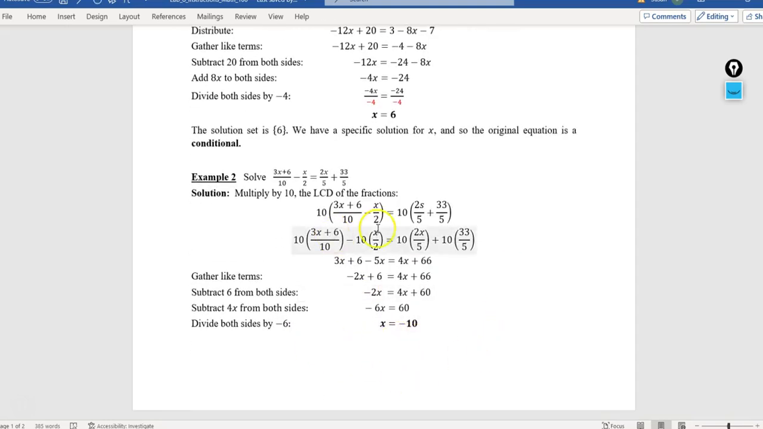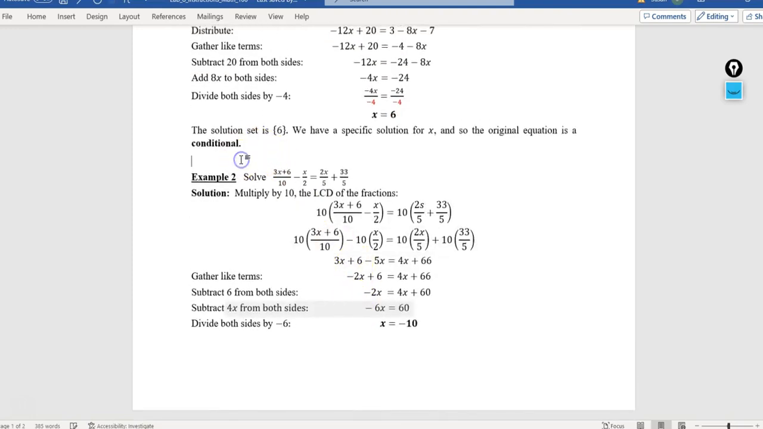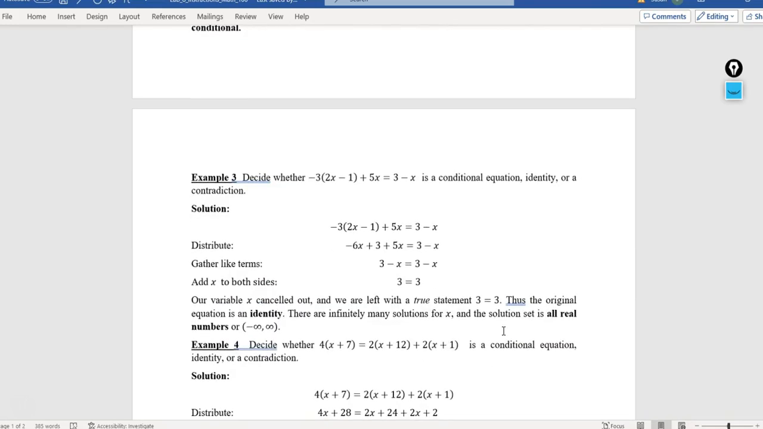Okay, so let's check this with our lab sheet. And there we have it, and all of the steps are there. And so this is a conditional. Let me make sure. Okay. It's spilled over to the next page. There we go. Solution set is -10. We have a specific solution for x, thus the original equation is a conditional.